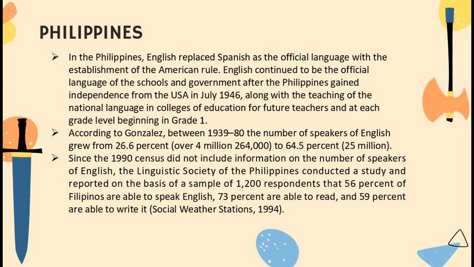And now let us go to the Philippines. In the Philippines, English replaced Spanish as the official language with the establishment of American rule. English continued to be the official language of the schools and government after the Philippines gained independence from the USA in July 1946, along with the teaching of the national language in colleges of education for future teachers and at each grade level beginning in grade 1.